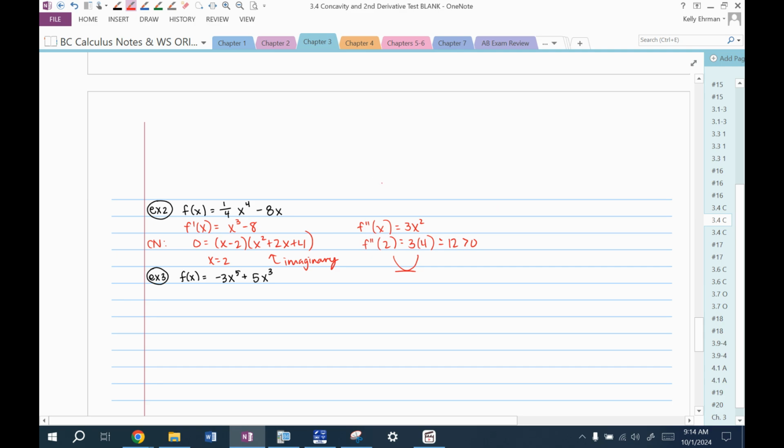So let's see. What is f of 2? f of 2 is 1/4 times 16 minus 16. This is 4 minus 16. It's negative 12. So the point (2, negative 12) is a relative min because f prime of 2 equals 0. That's a critical number. And the second derivative at 2 was greater than 0.